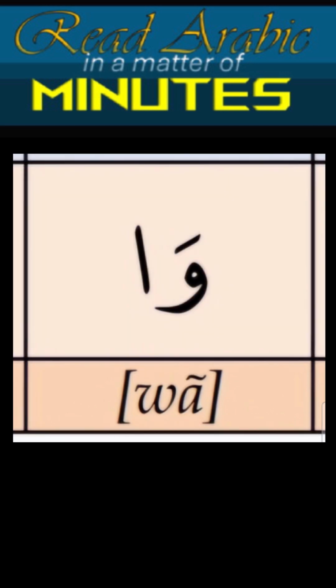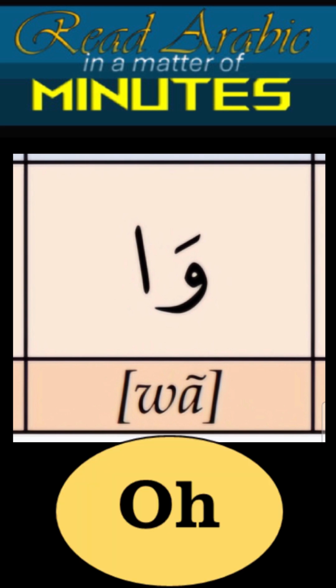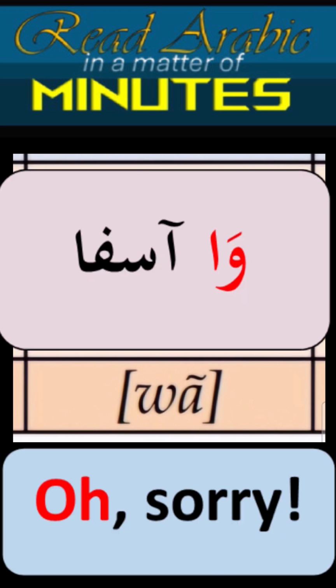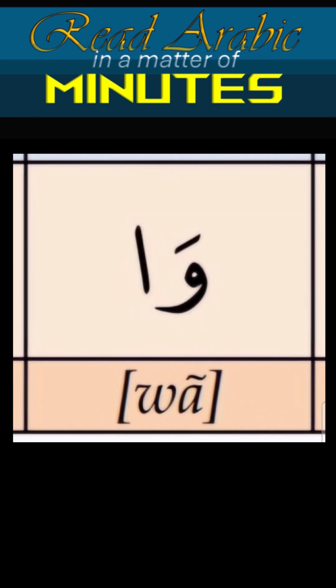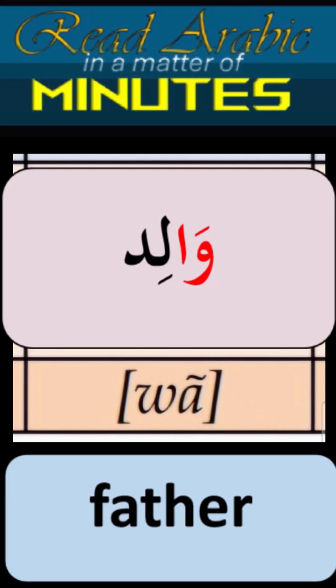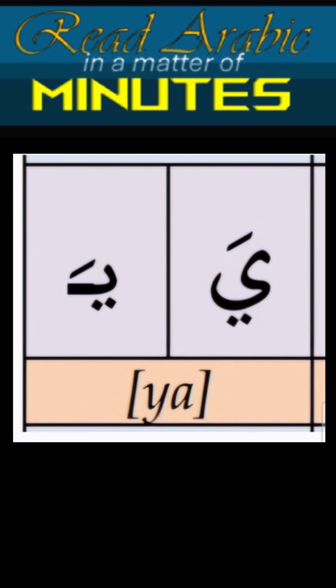That's wa. If we add the alif after wa, it gives us waa. Waa in itself is also an expression normally of surprise, where we get expressions like waa asafa, etc. But we'll come back to those at a later stage, inshallah. Of course, the wa sound can be part of other words like walid, meaning a parent or a father, walid, etc. The y sound has mainly two forms.